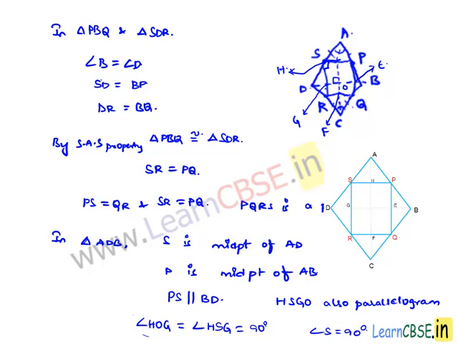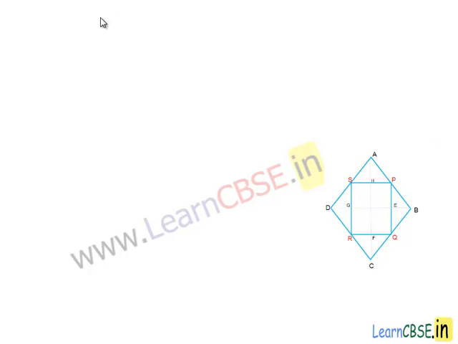Now we know that PQRS is a parallelogram and in which one of the angles is 90 degrees. Then we can say that PQRS is a rectangle.